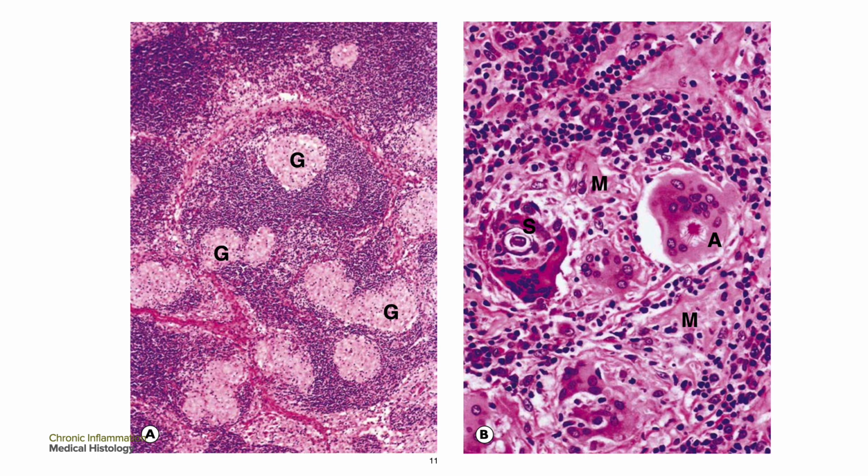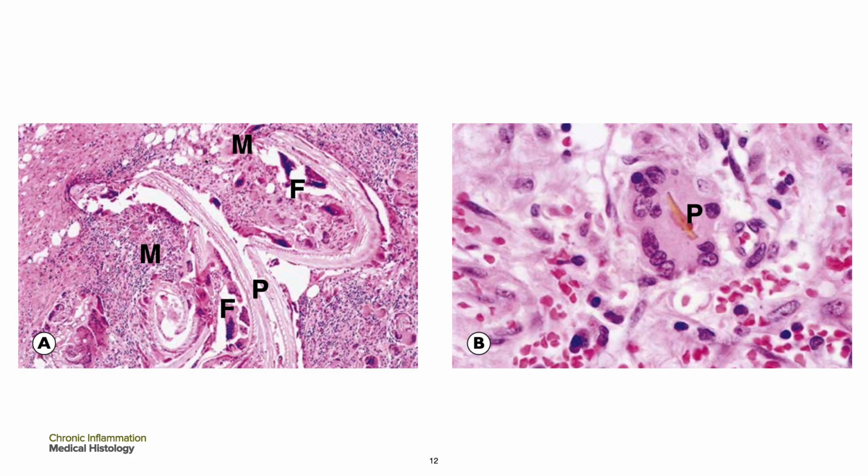Letter B shows a typical sarcoid granuloma at higher magnification. Note the epithelioid macrophages in letter M, and there are multinucleate giant cells, which are a feature of most of the granulomas. The cytoplasm of sarcoid giant cells may contain inclusion bodies of two types: eosinophilic star-shaped asteroid bodies in letter A, or small laminated calcified concretions called Schaumann bodies in letter S.